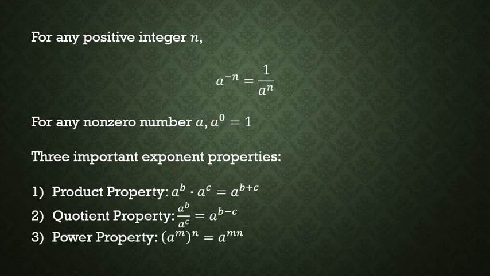And then the third property, the power property, says if you're going to take something that's already raised to a power and you're going to raise that thing to some other power, that's the same thing as the base raised to the product of those two powers. So a to the m raised to the nth is equal to a raised to the power m times n.